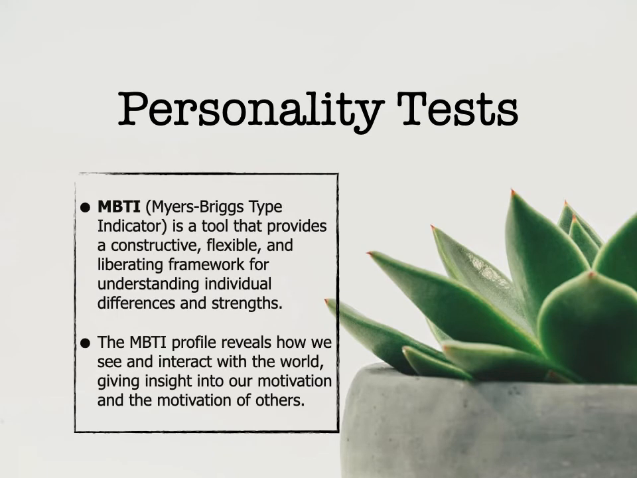Next is the MBTI, or the Myers-Briggs Type Indicator. This is a tool that provides a constructive, flexible, and liberating framework for understanding individual differences and strengths. The MBTI profile reveals how we see and interact with the world, giving insight into our motivation and the motivation of others. MBTI was patterned after Jung's types, right? Do you still remember? Extroversion, introversion. Later on you will see that it is patterned after some parts of the theory of analytical psychology.